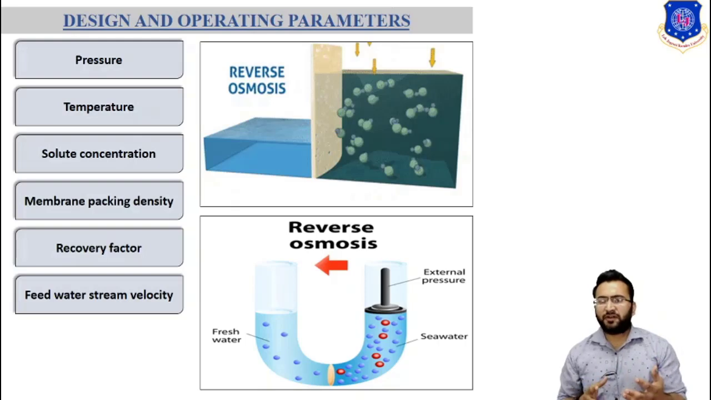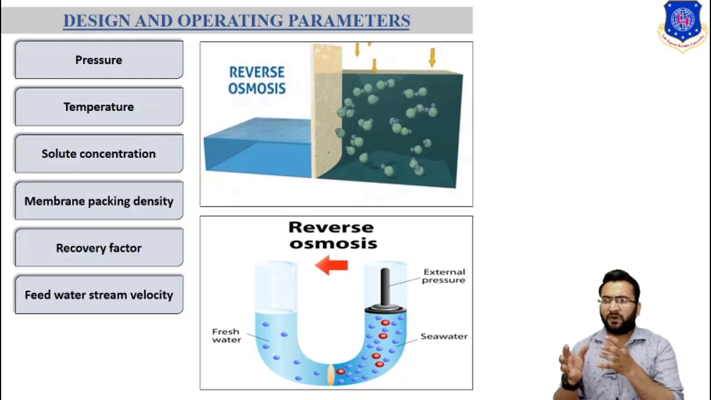This is the expression of the unit area of membrane which can be placed per unit volume of the pressure vessel. The greater this factor, the greater will be the overall flow through the system. The typical value range for membrane packing density for reverse osmosis is 160 to 1640 per pressure vessel. Now let's discuss the fifth parameter, which is the recovery factor.